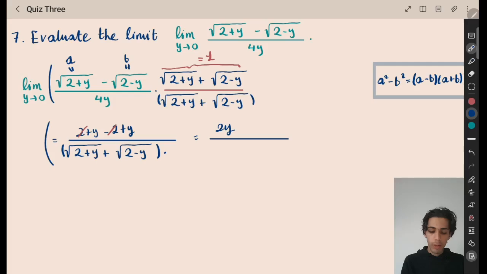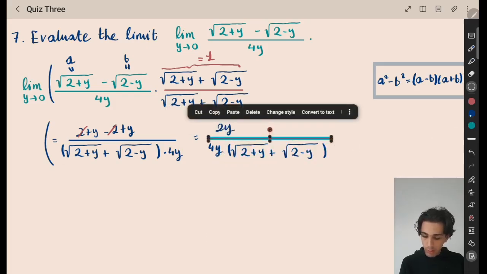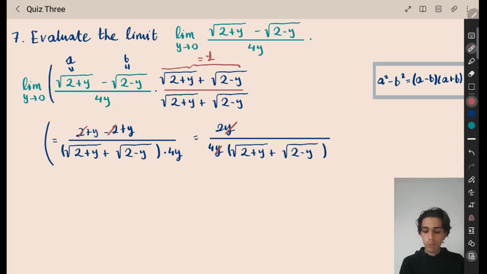Now this is being multiplied by 4y. So I'm just going to write 4y here. And then I have 4y, and then I have this expression again. And I think you see where this is going. Y goes away with y, 2 goes away with 4, you get 2 here.